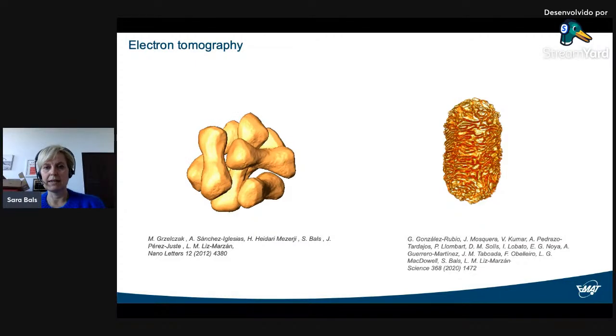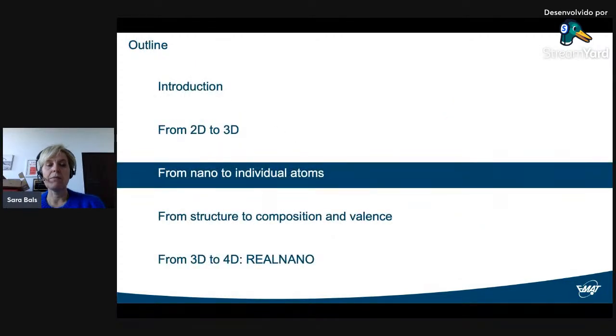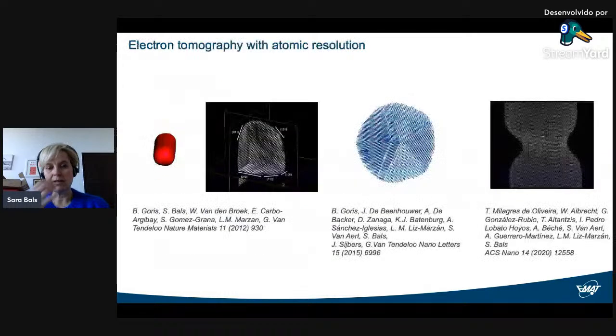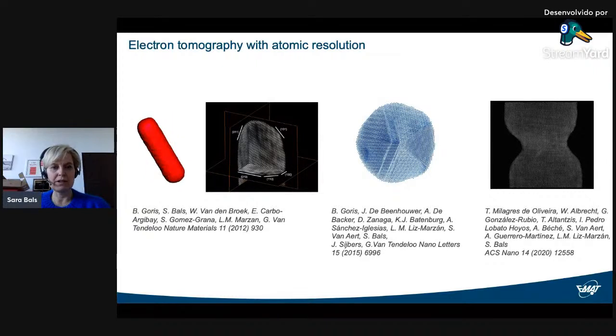Now, these examples already indicate the potential of electron tomography, but these results have been obtained with a resolution at the nanometer level. And for many years, it was the ultimate dream to also visualize individual atoms in 3 dimensions. And so here is my personal journey in the field of high resolution electron tomography. And we started with very simple structures, which are illustrated on the left. These are gold nanorods. And we wanted to determine the type of surface facets.